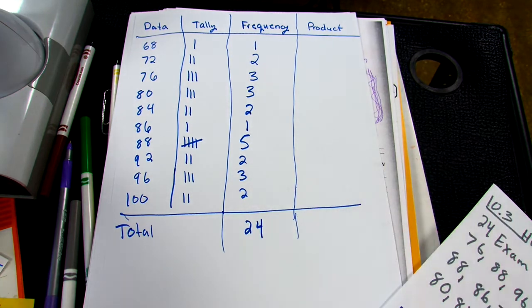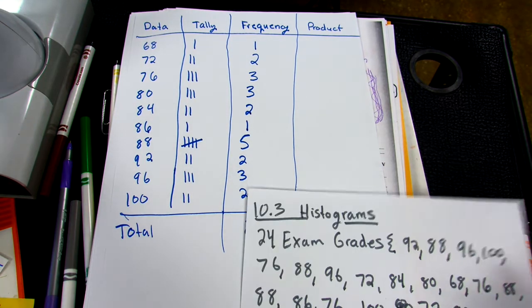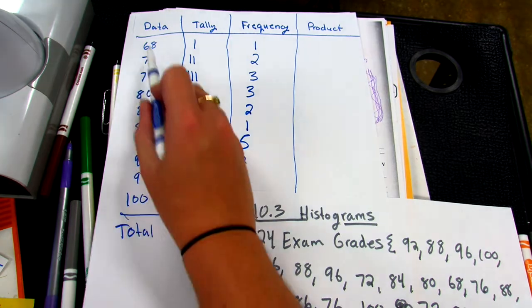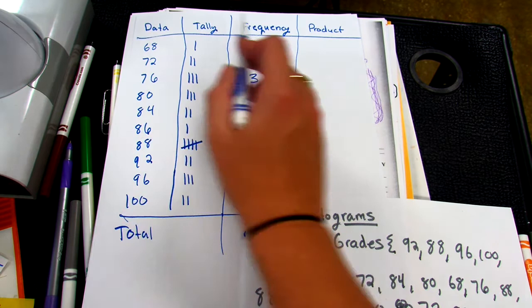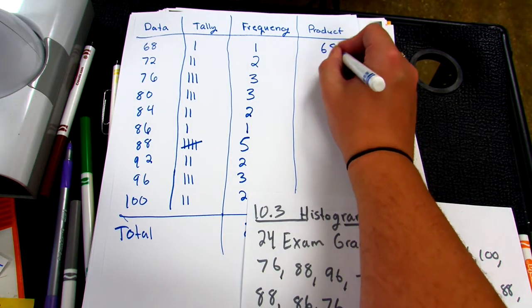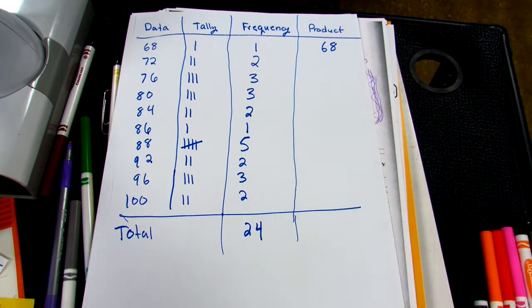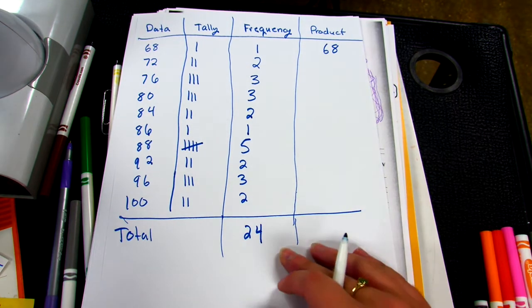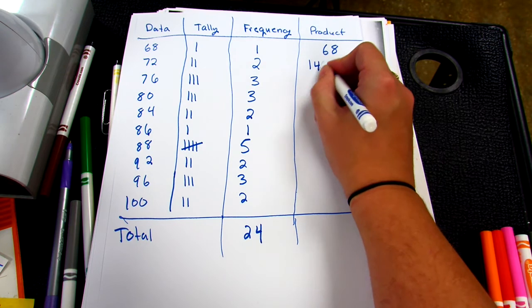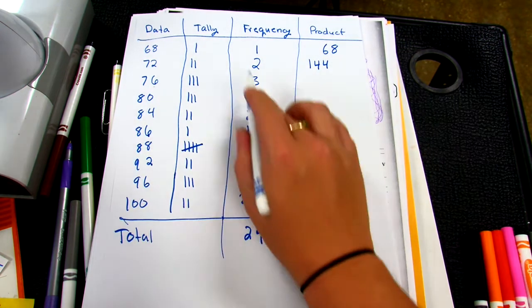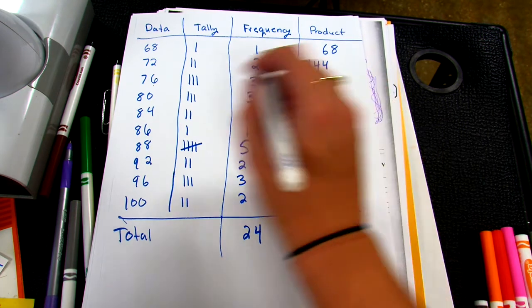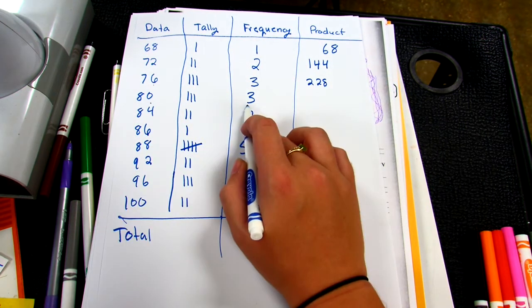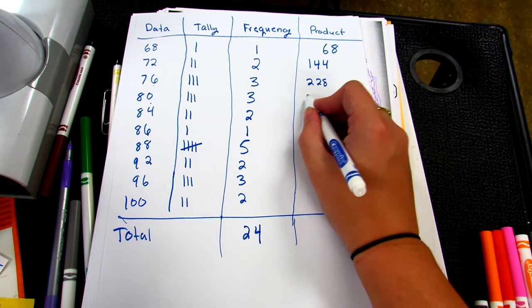Okay, now we do the product, right? So again, product is the entry, the data column, times the frequency column. So 68 times 1 is 68. Then you have to do 72 times 2. So 72 times 2 is 144. Then you do 76 times 3. 76 times 3 is 228. Then you do 80 times 3. 80 times 3 is 240.